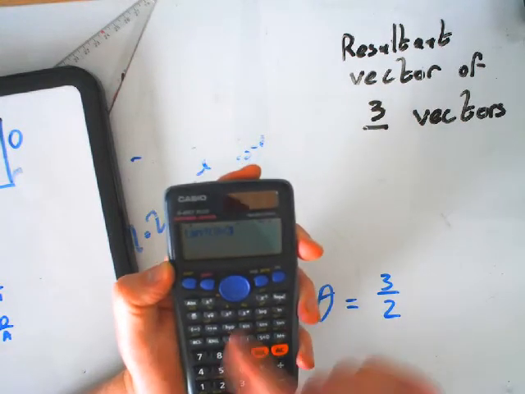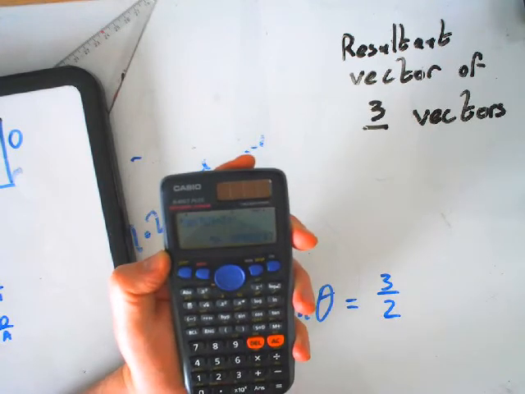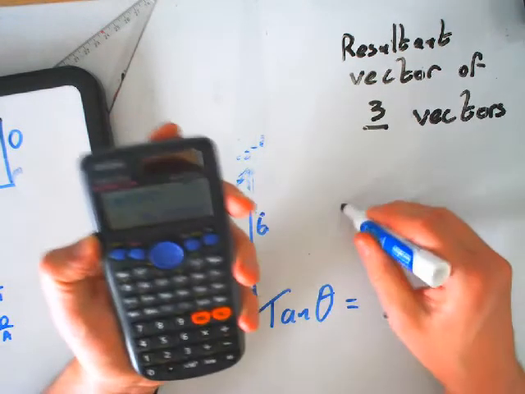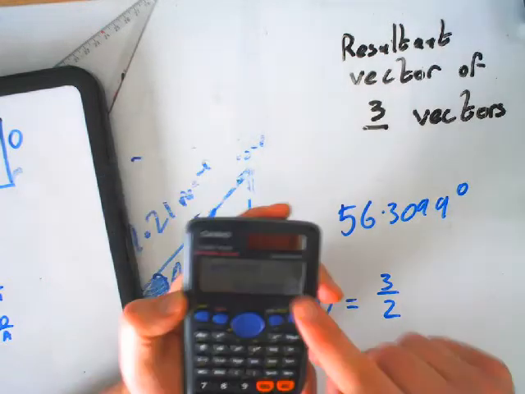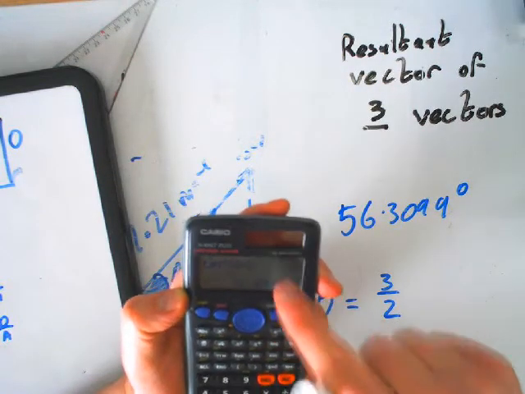We know it's 3 over 2. 3 over 2, make sure the brackets are around it. That's going to give me an answer. That answer is 56.3099 degrees, because I've got my units in degrees.